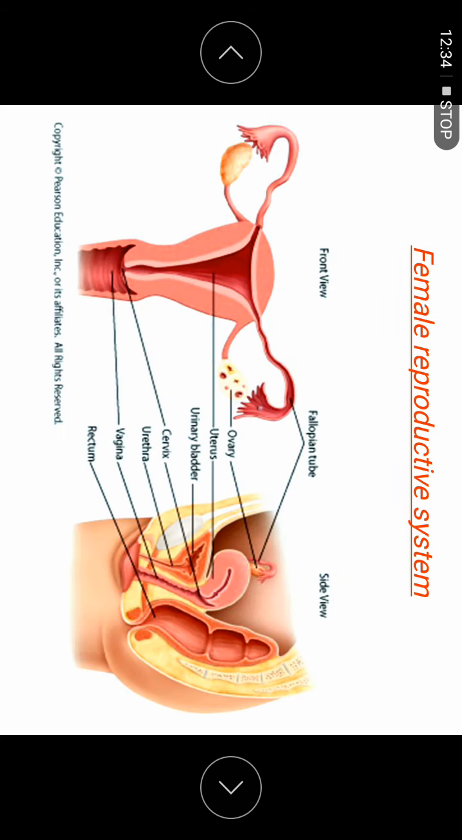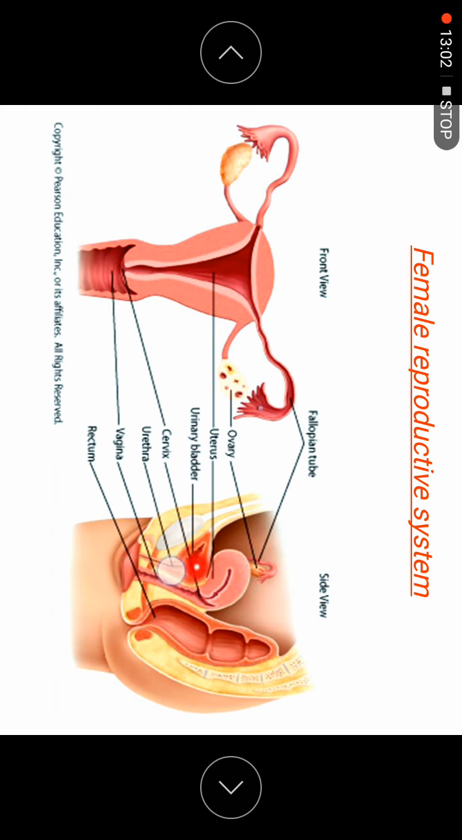Okay, now this is from the front and the side. So same thing, you have your ovary. Okay, the bladder is over here. This is the uterus, the bladder is here. So that's why when we say pregnant woman, they will need to go to the toilet. When the baby gets bigger and bigger, it will press on the bladder.